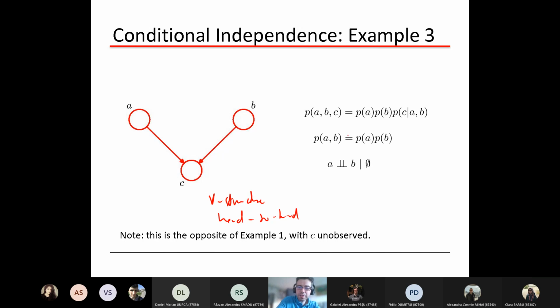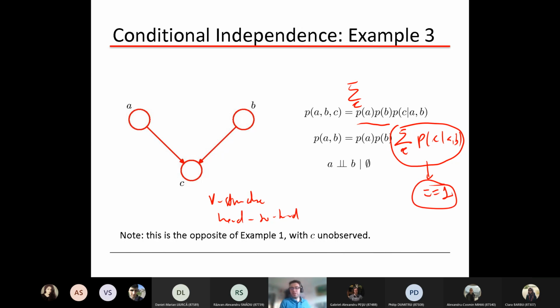And again, in order to find P of A and B, what we need to do is to sum up over C. So here we need to apply the sum rule over C. P of A and P of B don't depend on C, so they go in front, and we get P of A multiplied with P of B multiplied with the sum over C of P of C given A and B. And this sum is a correct probability distribution, therefore this sum is equal to 1. This is why it goes away, because it's equal to 1.